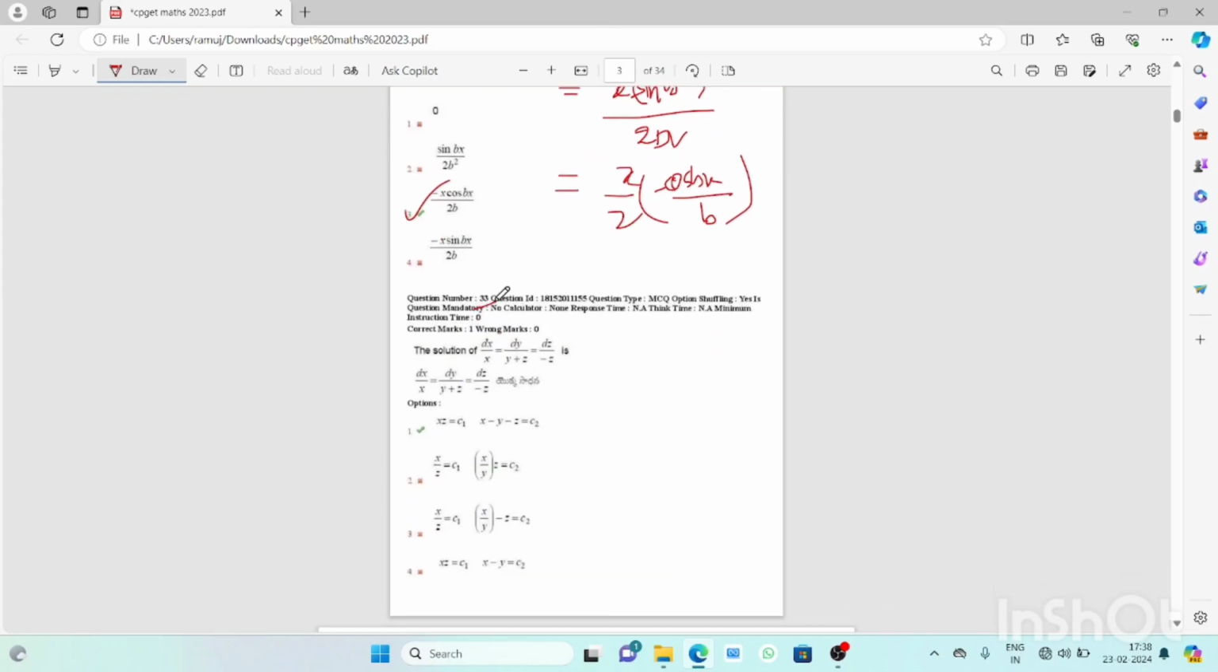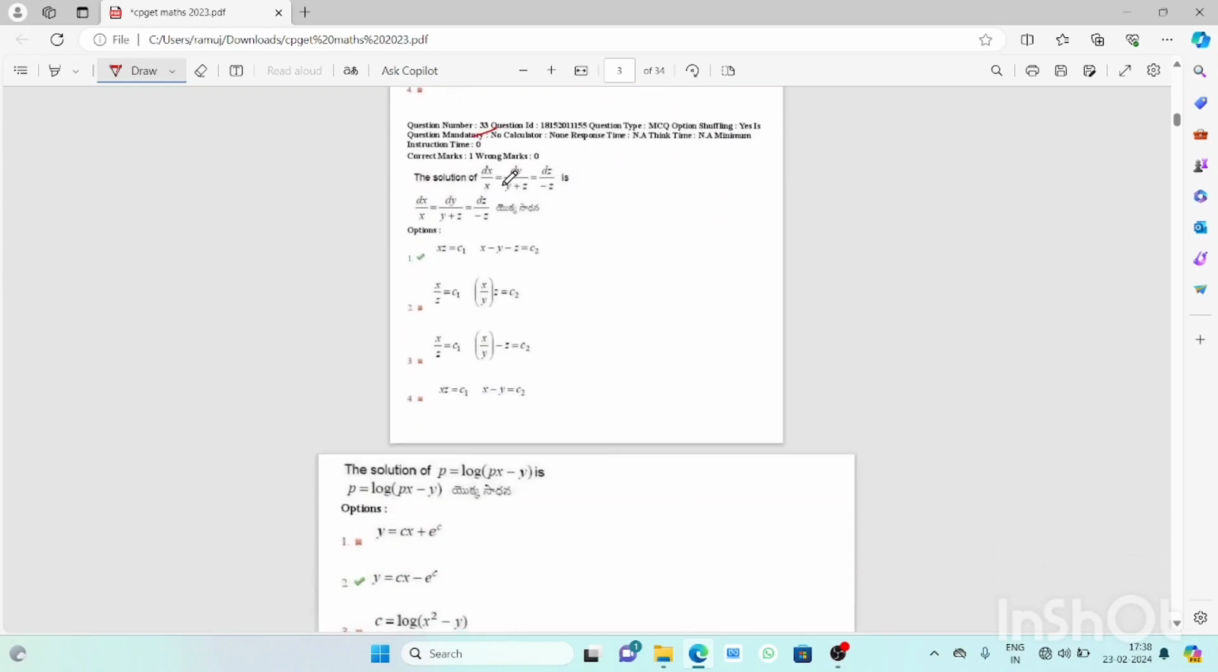The 33rd question is, the solution of dx divided by x is equal to dy by y plus z is equal to dz by minus z. If you observe carefully, this is in the form of Lagrange's partial differential equation. It is already in the form of Lagrange's partial differential equation. You just integrate both sides. By taking two terms, you definitely get the correct option for this partial differential equation.